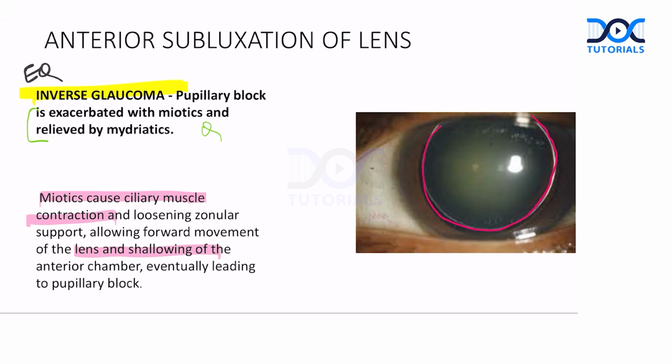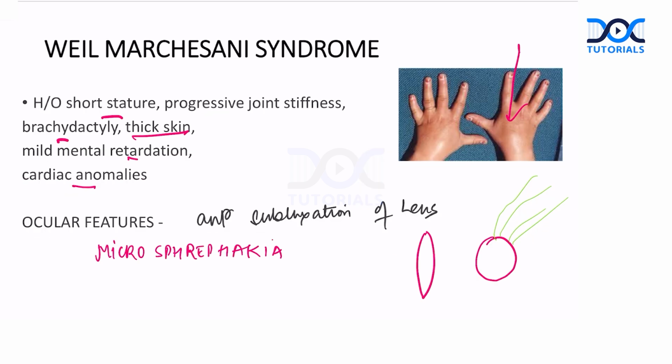So this is a very, very important statement, guys. Please remember anterior subluxation of lens is seen in Weill-Marchesani syndrome where the child is having these features. Very easy mnemonic, march. We are marching forward. So that is why the subluxation is also forward. So this was a very, very important topic about subluxation and dislocation of lens.